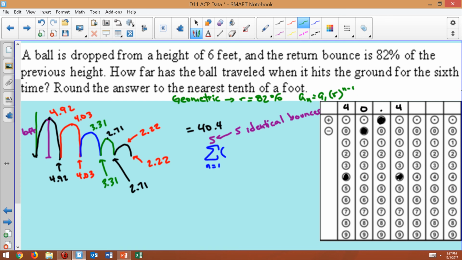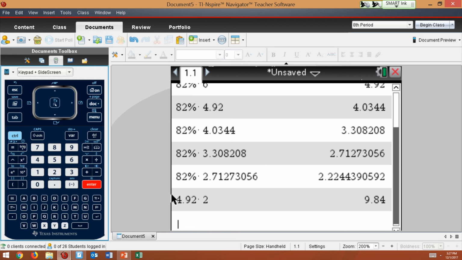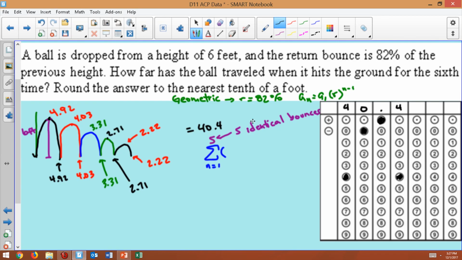We're going to type in the right side to the calculator. So we'd come over here, and A1 is this bounce. So it would be 4.92 times 2, because it goes up and it goes down. And so that's 9.84. So I take the value 9.84 here. That's my a sub 1. And now I'm going to multiply that by 82% to the power of n minus 1. If I type that in the calculator, that should give me 6 less than this, because I haven't included this part. So let's type that in.